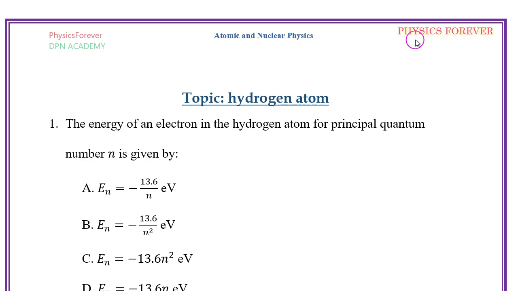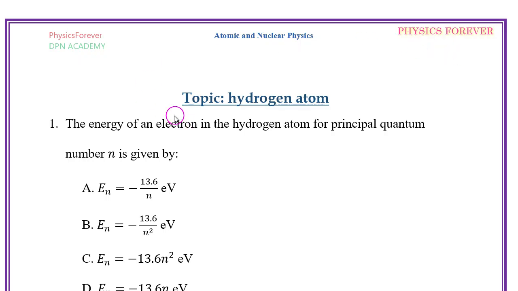So today in the class we discuss about an important topic, that is the hydrogen atom, from atomic and nuclear physics. The last class we discussed about the Bohr atom model. So in continuation, we will discuss today about the hydrogen atom.